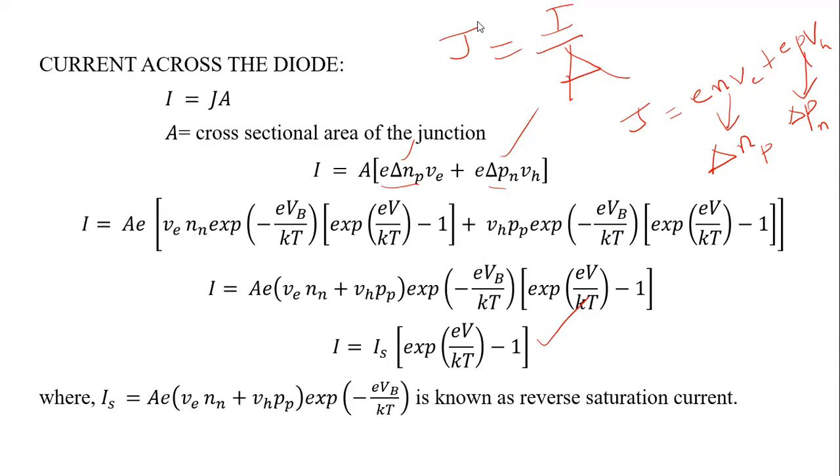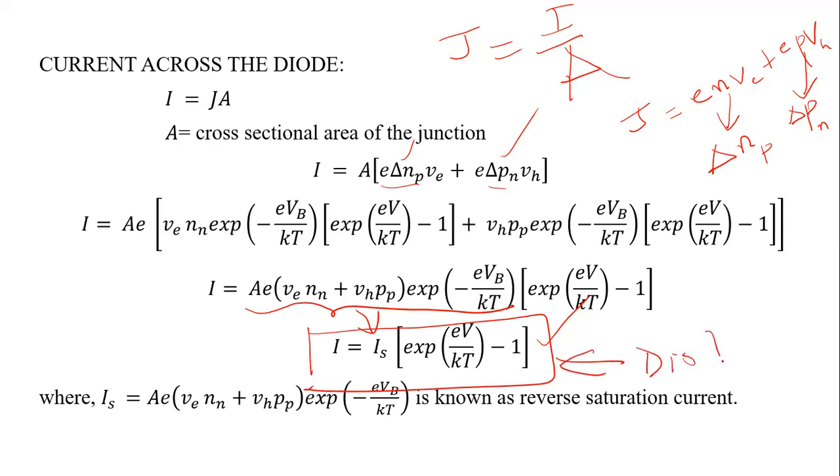So you will get this, and this whole quantity is known as the reverse saturation current IS. Okay, so this equation is what is known as the diode equation. This equation predicts the electrical current across the p-n junction under various biasing voltages.